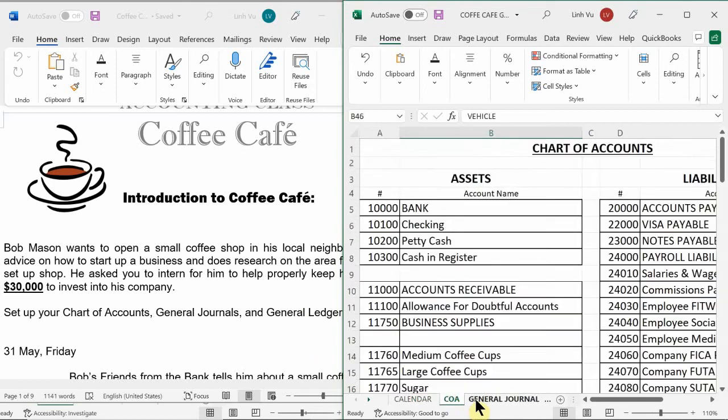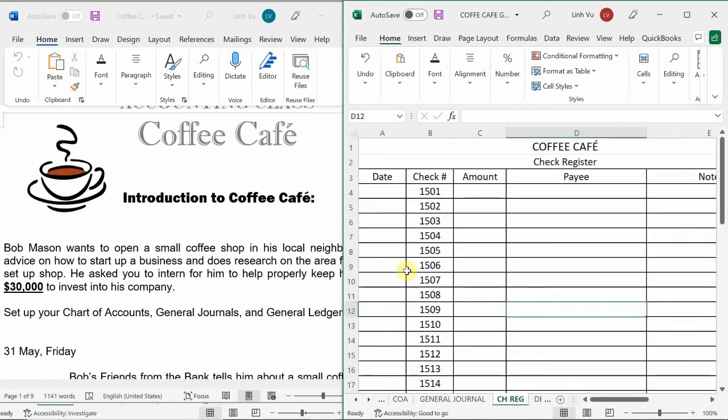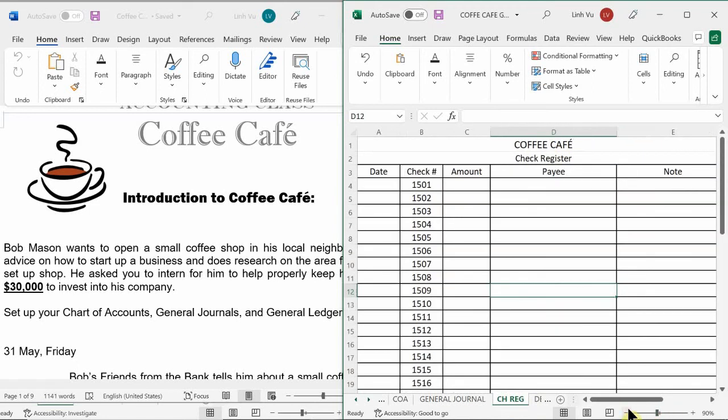Again, the chart of accounts I've already introduced. The general journal is straightforward. We have 27 pages, so we need to make sure we go through them in an orderly manner, right? We're going to be practicing using the check register, putting in things such as the date, who we are paying, and why we are paying them, okay?